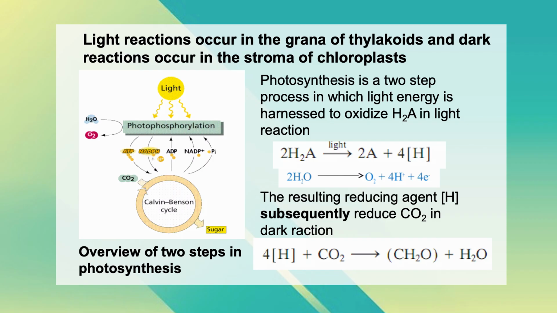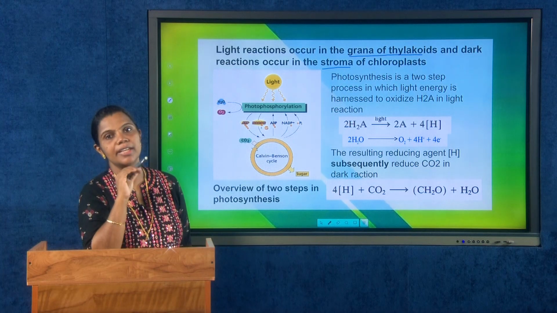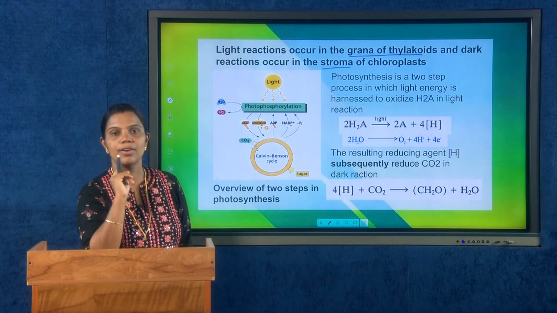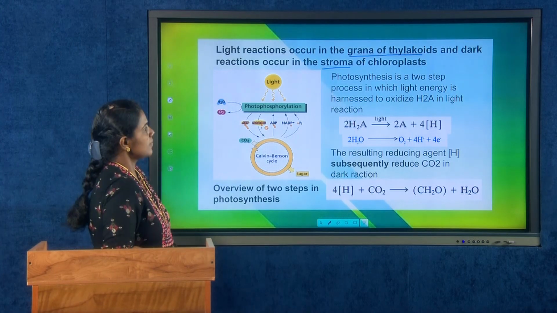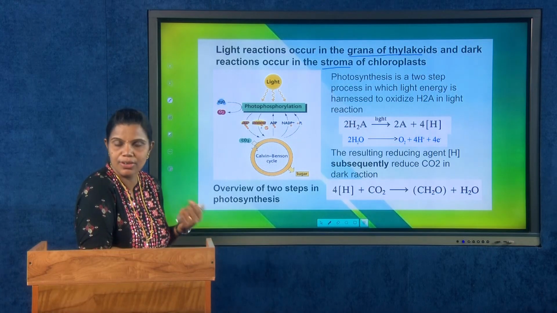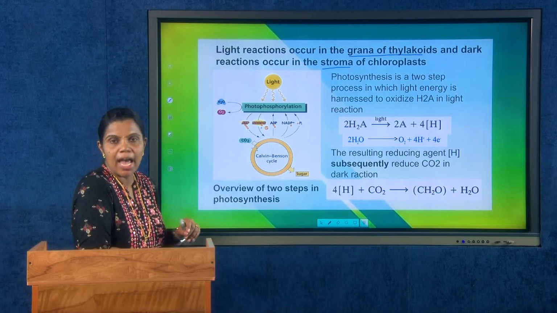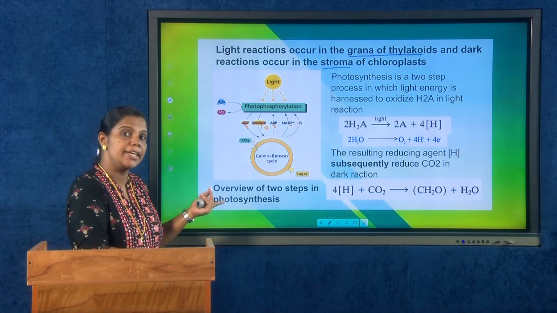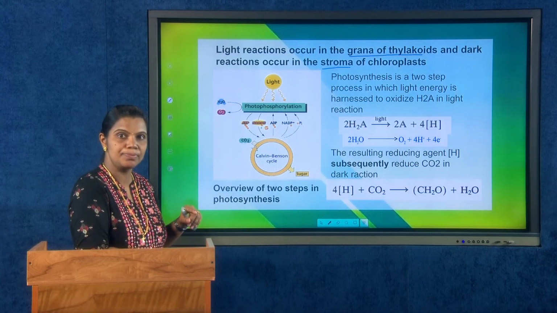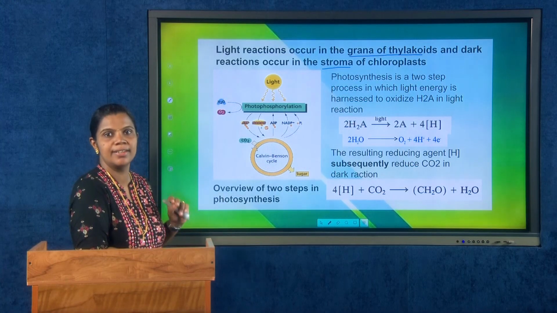And where does the dark reaction occur? It occurs at the stroma, that is the aqueous fluid part of the chloroplast. Dark reaction occurs at the stroma of chloroplast and light reaction occurs in the grana of thylakoids. I mentioned already that in the light reaction there is formation of NADPH and ATP, and in the dark reaction this NADPH and ATP synthesized in the light reaction is utilized for the synthesis of carbohydrate.